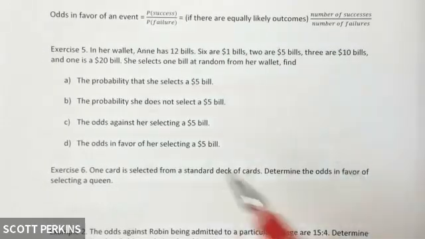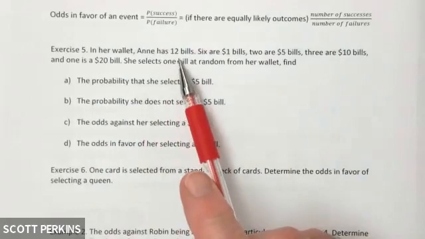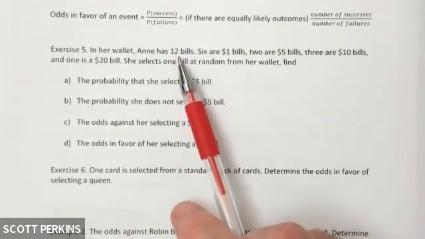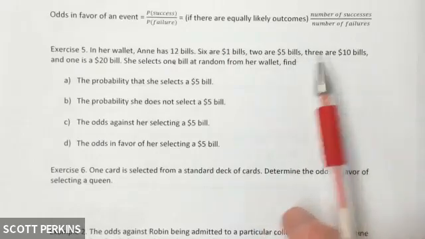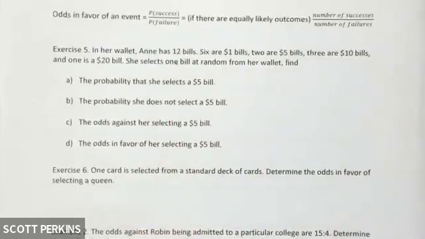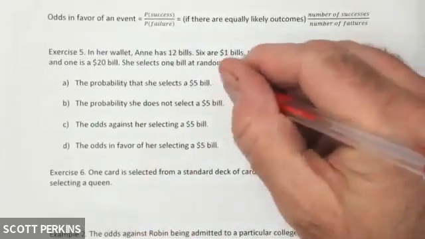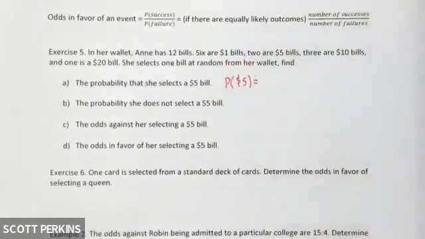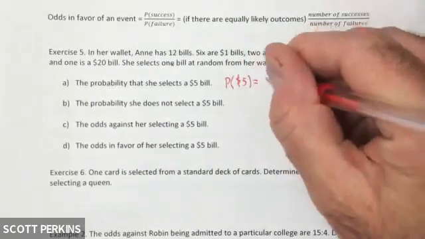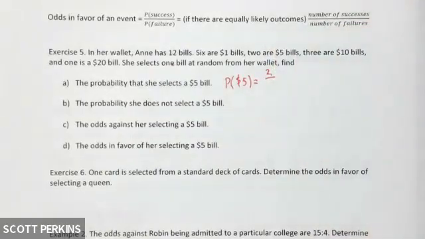All right, in exercise 5, we're told that Anne has 12 bills in her wallet. It's good to be her. 6 are $1 bills, 2 are 5s, 3 are 10s, and 1 is a $20 bill. So first off, if she randomly goes into her wallet and selects one, what's the probability that it's a $5 bill? So tell me, what is that going to be? 2 out of 12, the total number of bills.